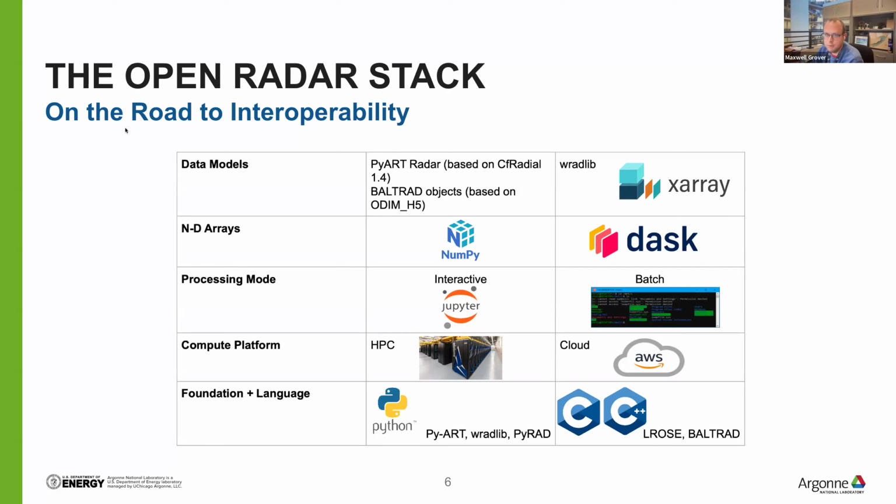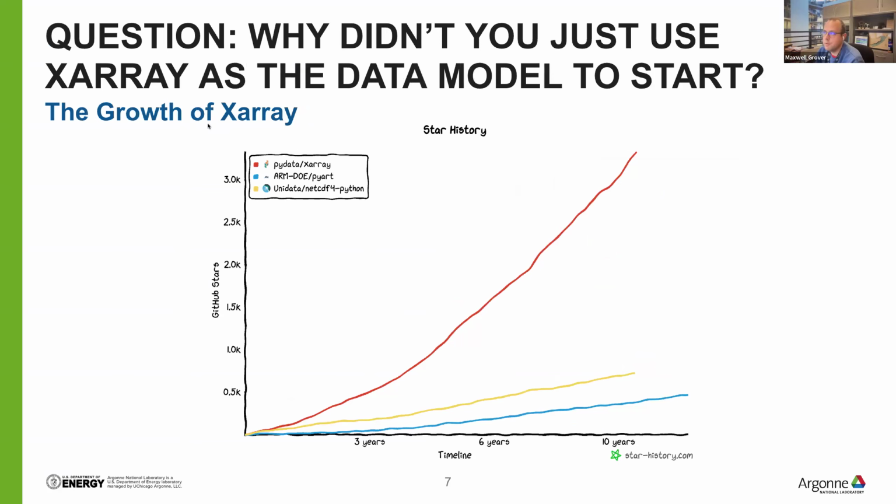So what we're really aiming for within this community is common data models, and trying to find a nice way of playing well with each other, and trying to find commonality, especially on that data model side of things. And so you might be wondering, why didn't we just use Xarray as the core data model? Why do we have this PyArt radar object when we have Xarray? And like I said, PyArt started in 2013. That's when the first iteration of the radar object was created.